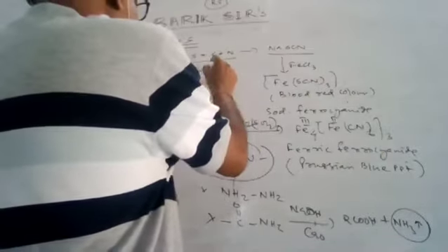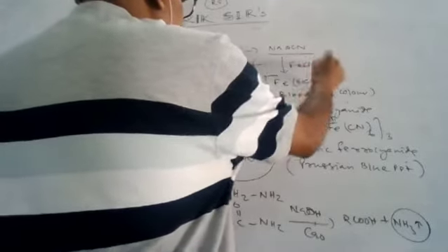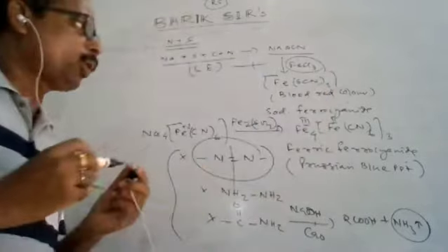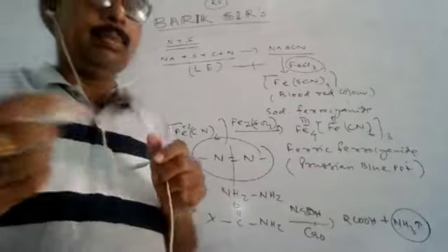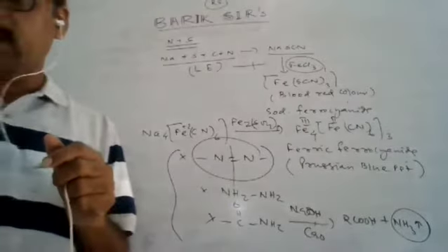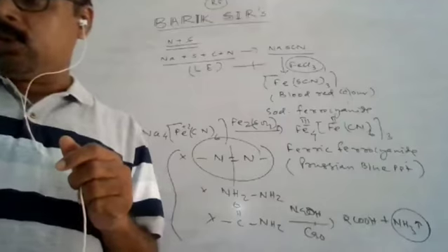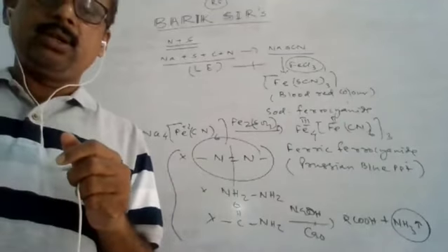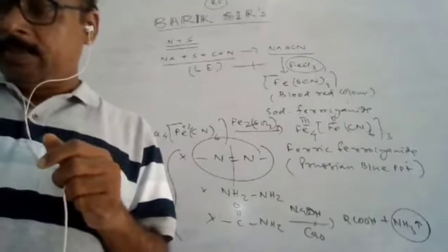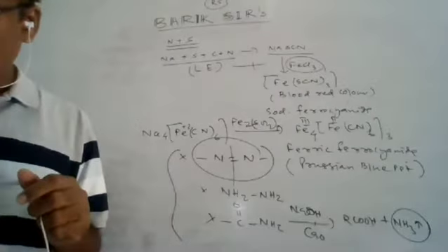This is the Lassaigne's extract. To the Lassaigne's extract, if ferric chloride is added and it gives the blood red color, that indicates that both nitrogen and sulfur are present in the organic compound.